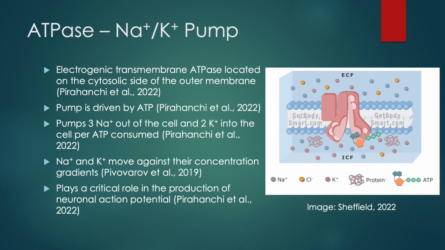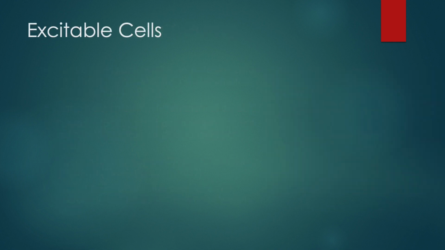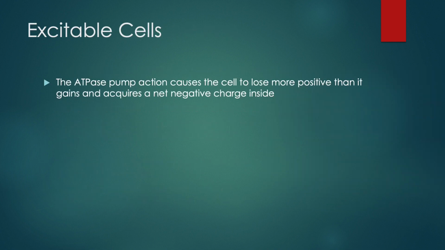It plays a critical role in the production of neuronal action potential. So the difference in ion concentration will actually polarize this cell membrane and allow a cell potential or an action potential to be used in neurons. Excitable cells. The ATPase pump action causes the cell to lose more positive than it gains, and it acquires then a net negative charge inside.